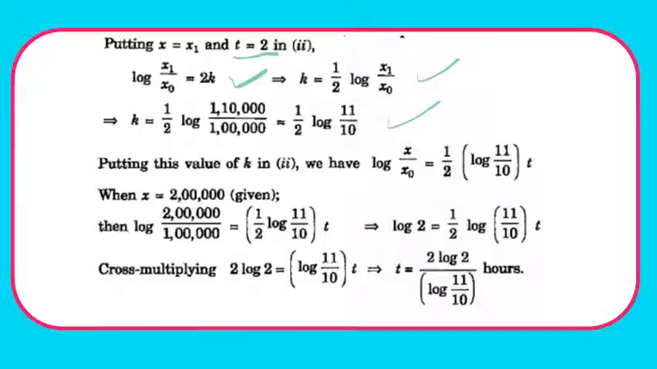Putting the value of k in equation 2, we get log x upon x0 is equal to half log 11 upon 10 into t, and we have x equals 2 lakh. Putting all these values, we get log 2 is equal to half log 11 upon 10 t, and cross multiplying we have t is equal to 2 log 2 upon log 11 upon 10 hours.